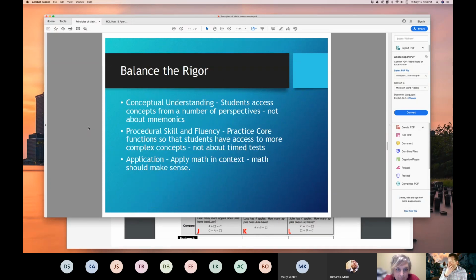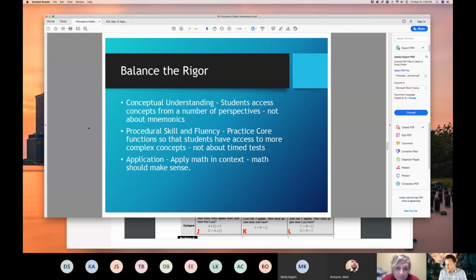So when we're talking about those 3 areas, conceptual understanding is the idea that we access mathematics from multiple perspectives. It's not about using mnemonic strategies. It's not about me memorizing PEMDAS. It's about me actually using the concept in there to know when to apply PEMDAS. It's things of that nature.